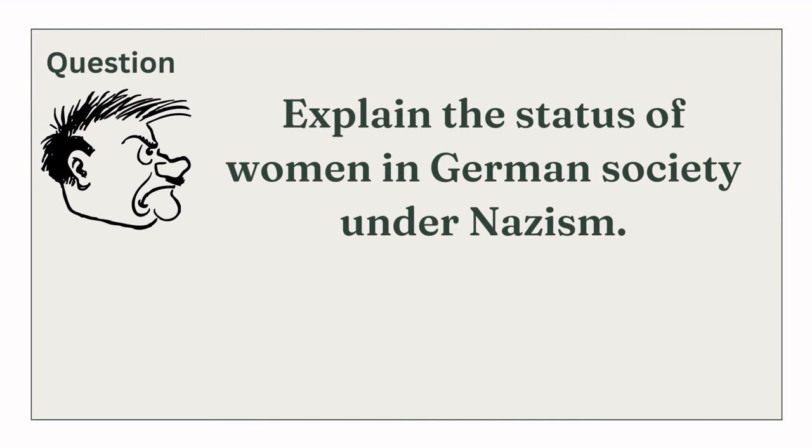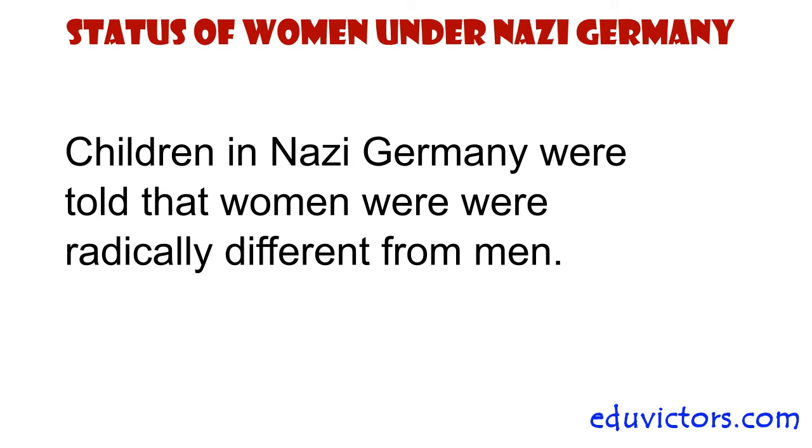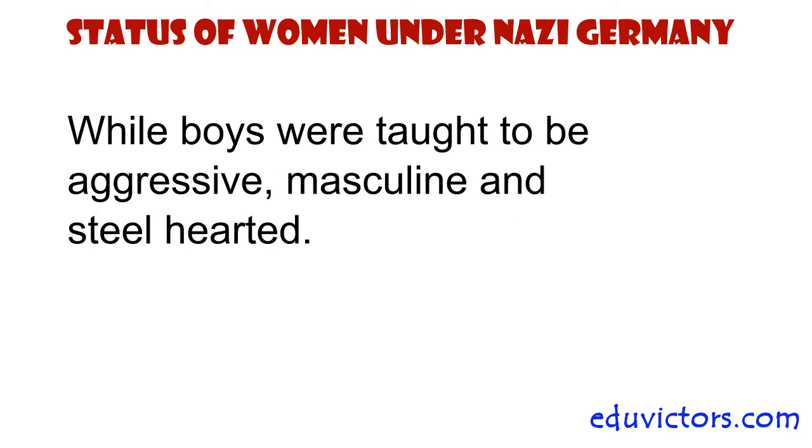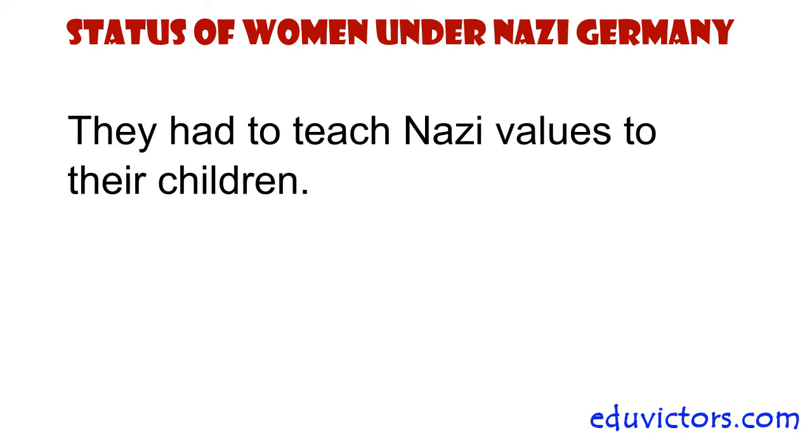Explain the status of women in German society under Nazism. Children in Nazi Germany were told that women were radically different from men. While boys were taught to be aggressive, masculine, and steel-hearted, girls were told to be good mothers and rear pure-blood Aryan children. They had to teach Nazi values to their children.